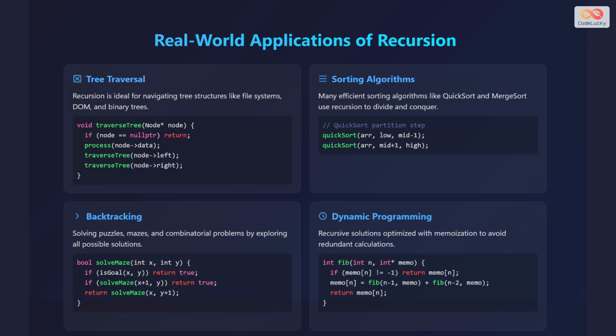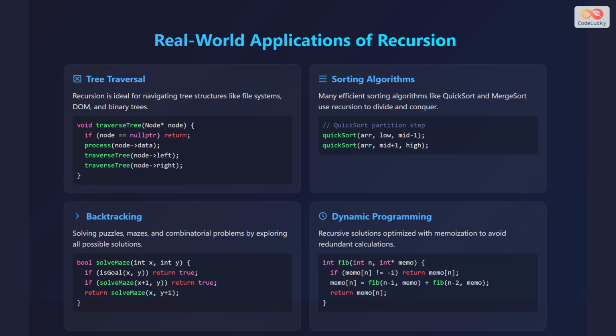The second application is sorting algorithms. Many efficient sorting algorithms like quicksort and merge sort use recursion to divide and conquer. Here's an example. The quicksort function recursively calls itself with lower and upper bounds. The third application is backtracking. Recursion can solve puzzles, mazes, and combinatorial problems by exploring all possible solutions. Here's an example. We have a solveMaze function that recursively calls itself with new x and y coordinates to find the solution of the maze.